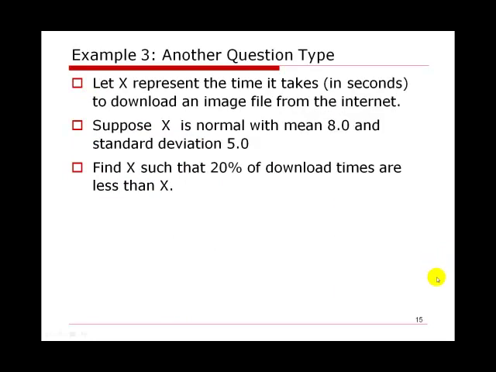Now, sometimes the question may be different from what we have demonstrated through examples. Well, let's take a look at an example. Let x represent the time it takes to download an image file from the internet. Now suppose x is normal with a mean equals 8 and standard deviation equals 5, both in seconds. Now we are asked to find x such that 20% of download times are less than x.